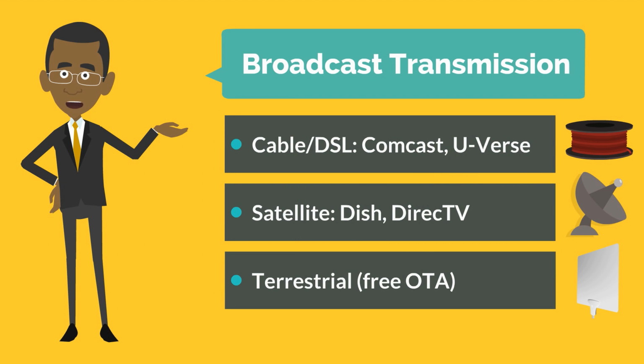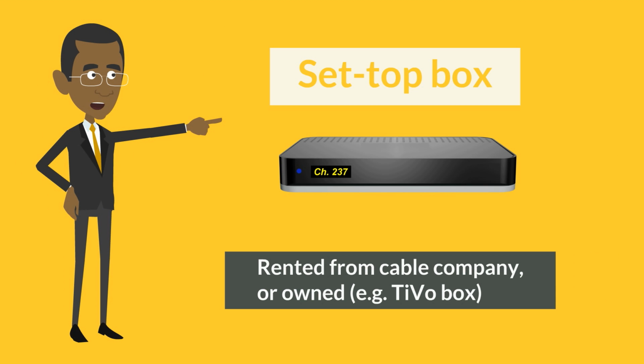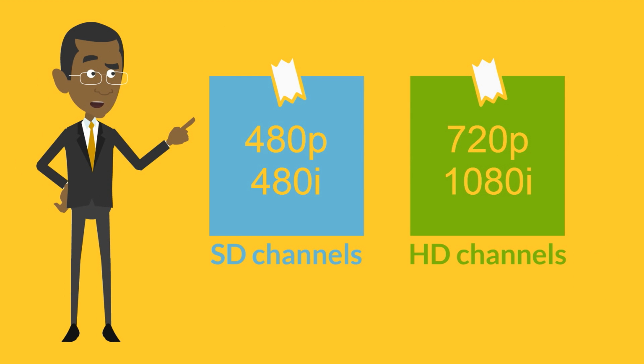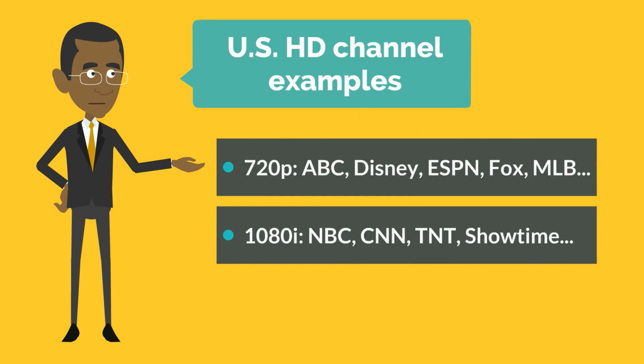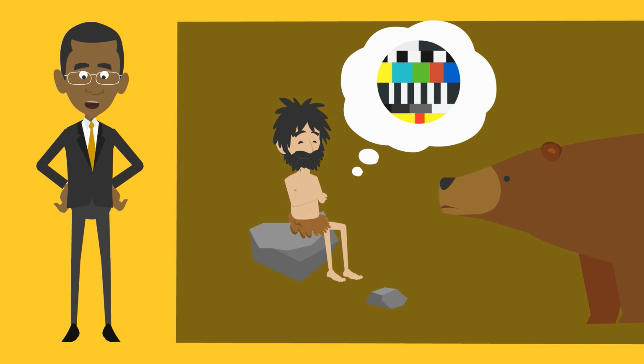In the US you have 3 main ways to get broadcast TV: cable, satellite and terrestrial, also called over the air. To receive and decode channels you have a set-top box. You can get a variety of channels with different resolutions, some progressive, some interlaced. The HD channel landscape is fairly evenly split between 720p and 1080i. Channels with fast action, like sports, are usually 720p. Interlaced format is a technology of the past.